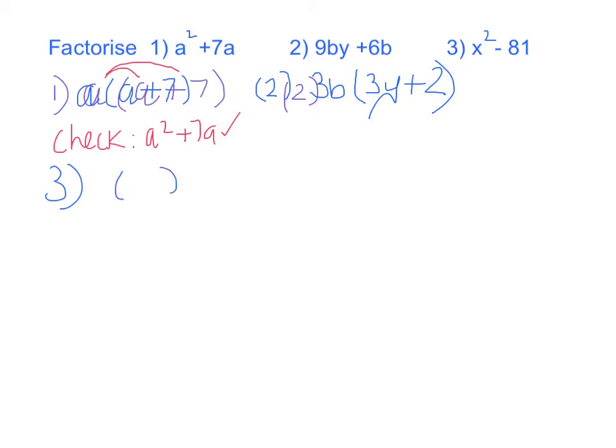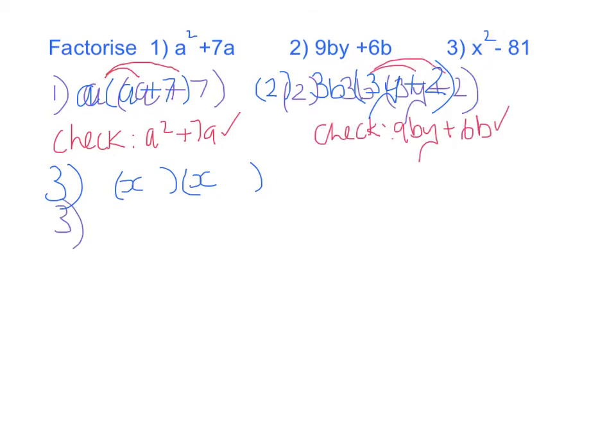Remember the rules for the difference of two squares. We did this proof in class. So you need to square root each term in turn. X squared is x times x, and 81 is 9 times 9. And for a difference of two squares, we have one plus and one minus.